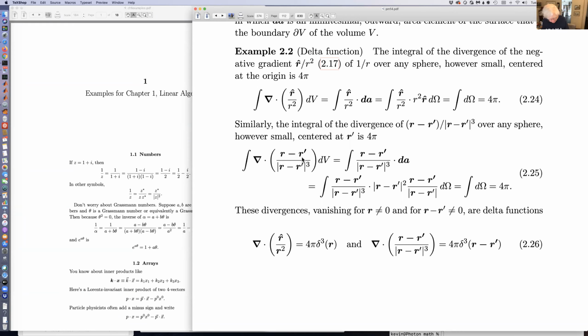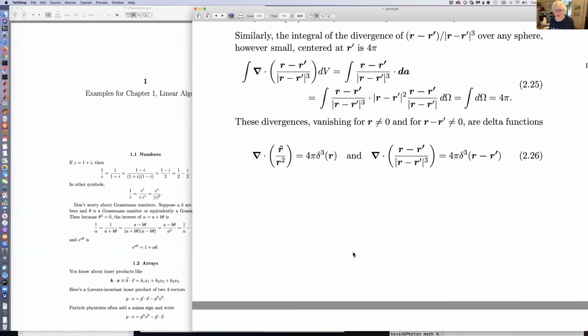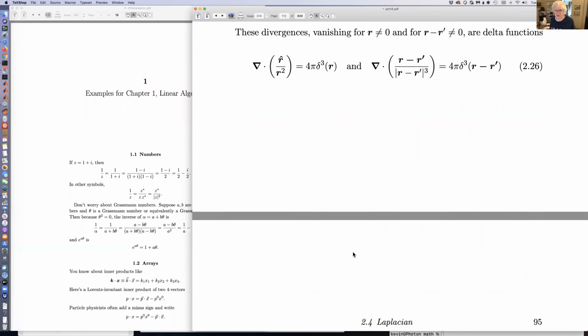And I think Dirac was the first to realize how useful and important this was, namely that these quantities, these divergences of the gradient of 1 over r and 1 over r minus r prime, that these were functionals that he called delta functions, and other people called Dirac delta functions. And what's meant by them, they're not actually functions, they're functionals.